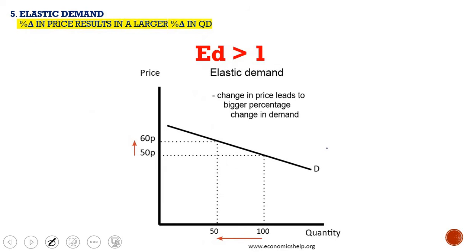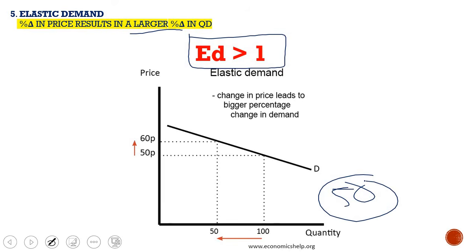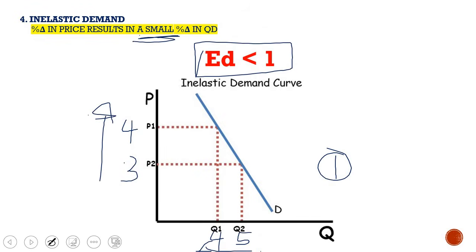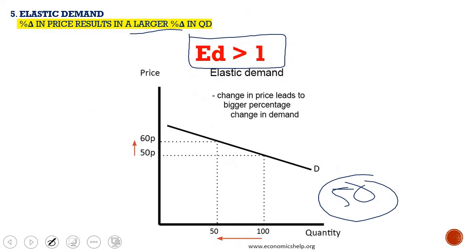Elastic demand is when a percentage change in price results in a larger percentage change in your quantity demanded. So E of D is more than 1 when you do your calculation. If we look at this graph, price increased from 50 to 60, and when this happened, our quantity demanded decreased from 100 units to 50 units. Can you see that this is a whole 50 units of quantity demanded that decreased compared to this one, which was only 1 unit? So this is a larger change. Inelastic demand is a small change and elastic demand is a larger change.